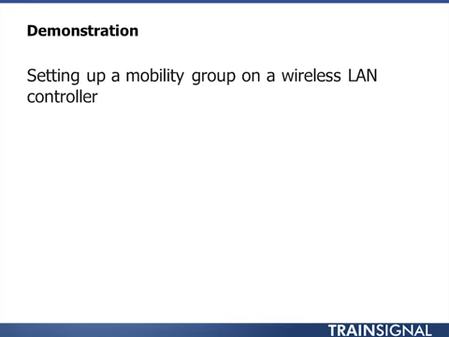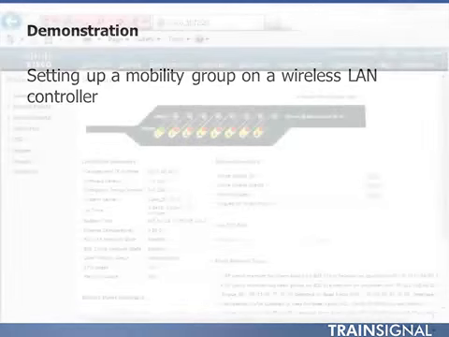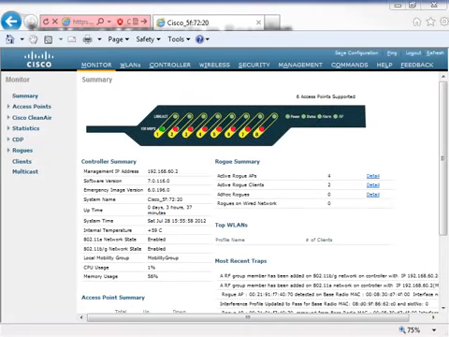Now, the easiest way to understand this is to take a look at a demonstration. So let's go ahead now and connect to our wireless LAN controller GUI interface and set up a mobility group. Now I want to show you how you set up a mobility group in a wireless LAN controller.